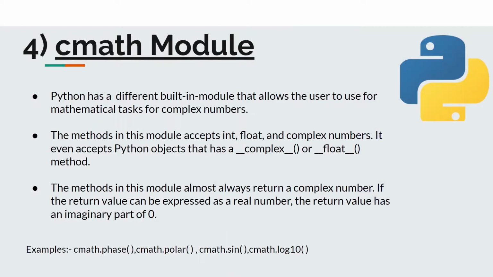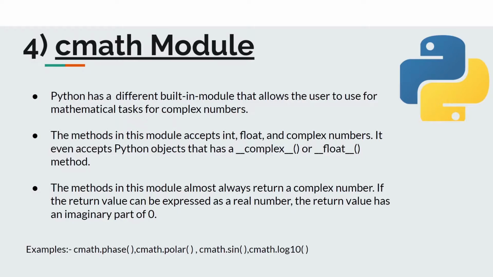In today's video, we're going to look into the fourth module, which is the cmath module. In Python, the cmath module is a built-in module that allows the user to perform mathematical tasks for complex numbers. The module accepts int, float, and complex numbers. It also accepts Python objects that have __complex__ or __float__ methods.